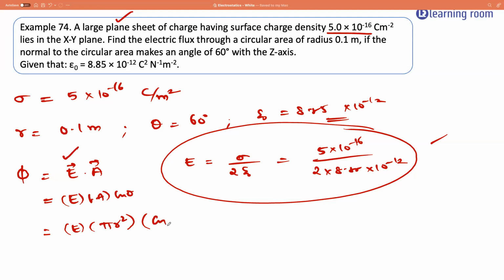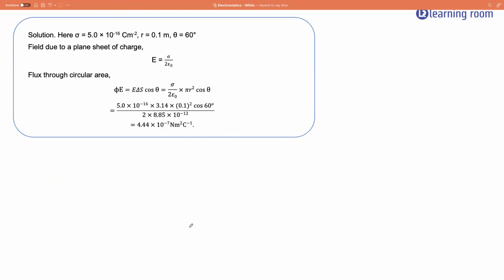Should I write 60 or 30? 60. I'll write it as 60 only because read the question carefully. They told that this plane sheet is lying in the xy plane. So what is going to be the direction of its area vector? Z axis. So what is the angle made by the electric field with the Z-axis? It is 60. So I hope that part you can calculate. So solution is here. This is going to be the answer.